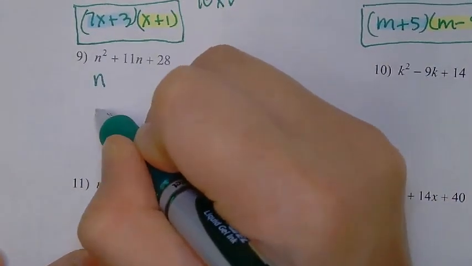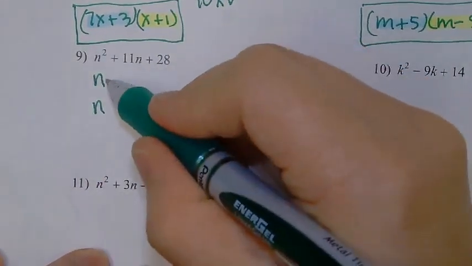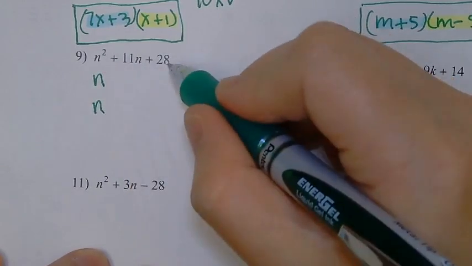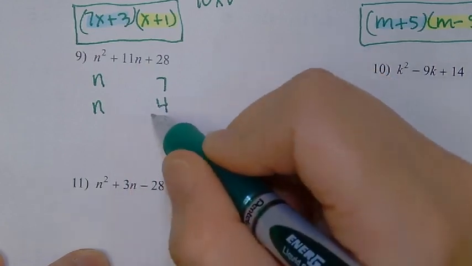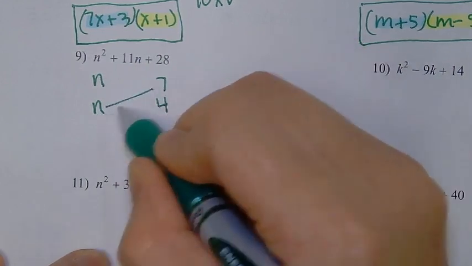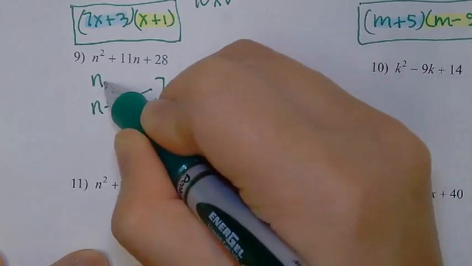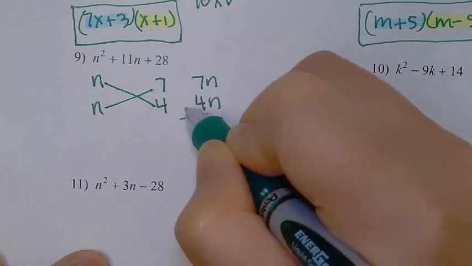All right, number 9. N squared is going to be n times n, and that's going to be 7 times 4. If you don't know your multiplication tables, it will really help you if you know them. N times 7 is going to be 7n. N times 4 is 4n.